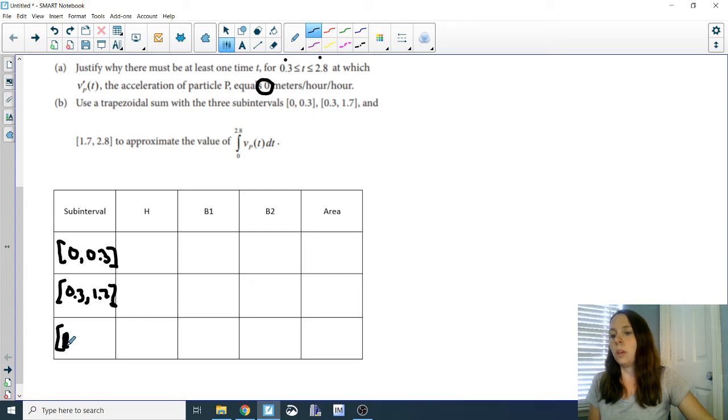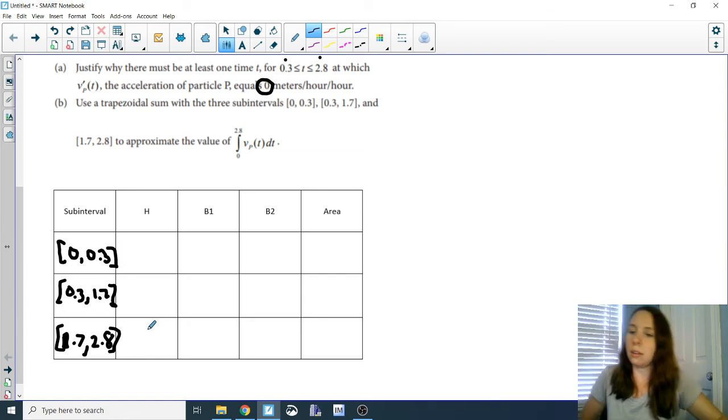Oops, 1.7 to 2.8. Someday I will get a pen that I can actually write with. I'm just not there yet, like in one of those pads. Okay, don't send me one.